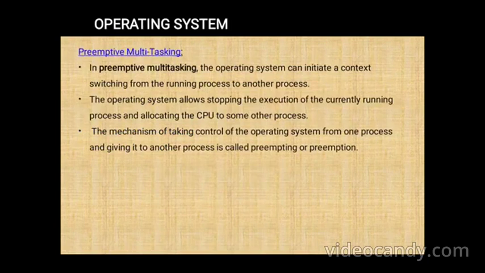Moving on to the preemptive multitasking system. In preemptive multitasking, the operating system can initiate context switching from a running process to another process. It allows the OS to preempt or interrupt a task and switch to another task. The OS allows stopping the execution of the currently running process and allocating the CPU to another process. It's based on priority, as in which process came first will be executed first. That is called the round robin method. This mechanism of taking control of the operating system from one process and giving it to another process is called preempting or preemption.